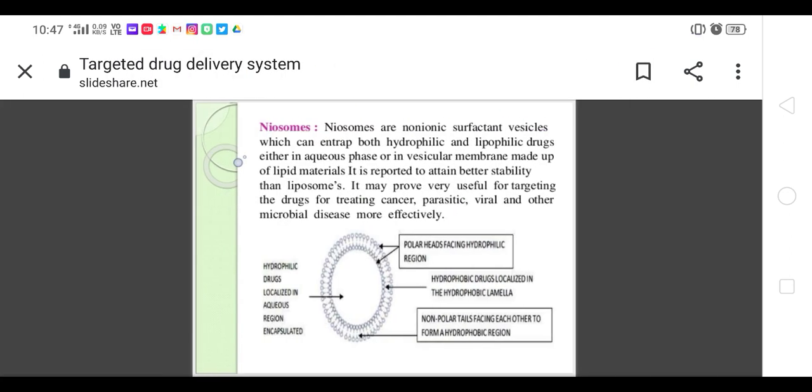Okay. Now next is niosomes. So the difference here is they are non-ionic surfactant vesicles. The vesicle is made up of non-ionic surfactants, right? And it can also entrap both lipophilic as well as hydrophilic drugs, either in the aqueous phase or in the lipid phase. Okay.